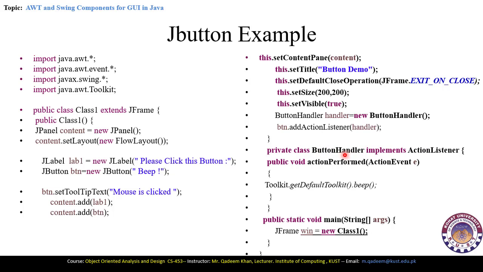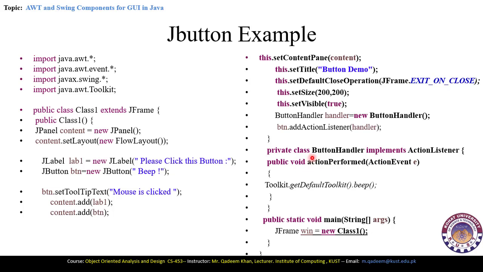So here we have defined this event class, that is ButtonHandler, and it is implemented from the interface class ActionListener. Remember that when you are using inheritance, then you use extends. But here we are just using an interface, which is the ActionListener. So that's why we have used the implements keyword, which means that it implements the interface.